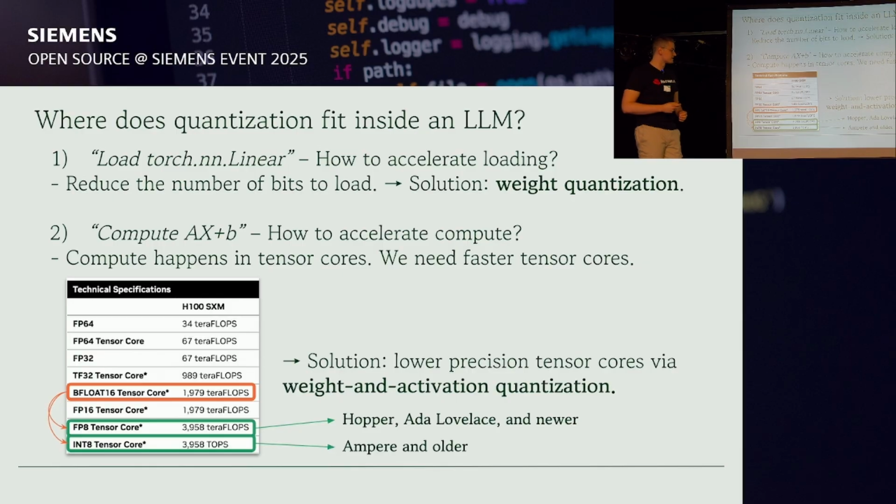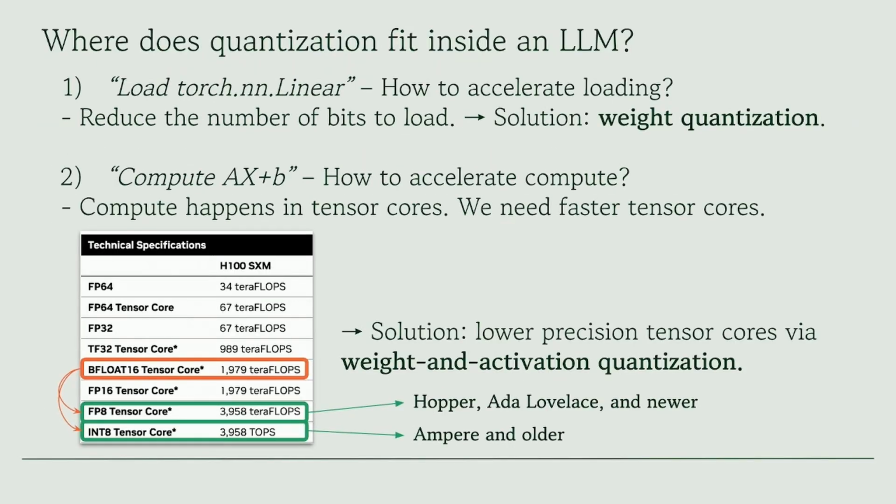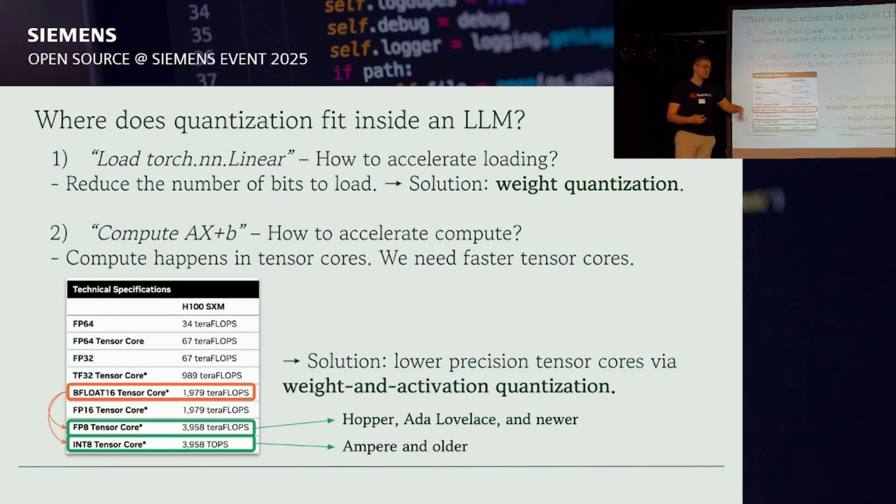A side note here is that FP8 tensor cores are only relevant if our GPUs are Hopper, Ada Lovelace, and the newer GPUs like Blackwell. Whereas if we are dealing with older ones like Ampere, then we have access only to INT8. This is going to be relevant later on when we have to decide which quantization scheme to use. Both offer the same speedup, so the same number of teraflops. The only difference is that FP8 gives us much better accuracy recovery, and it's much easier to apply in general in practice.